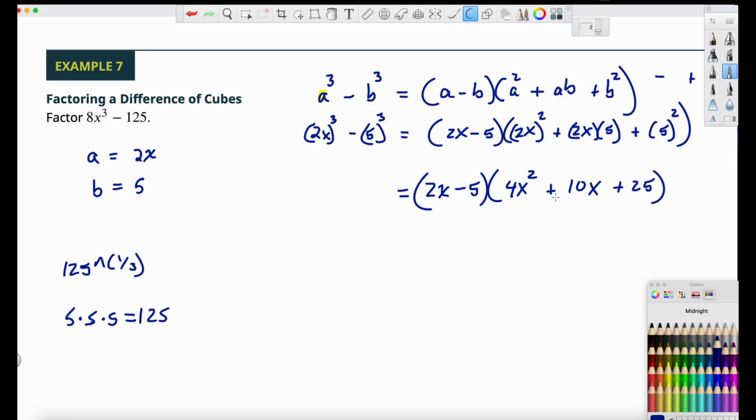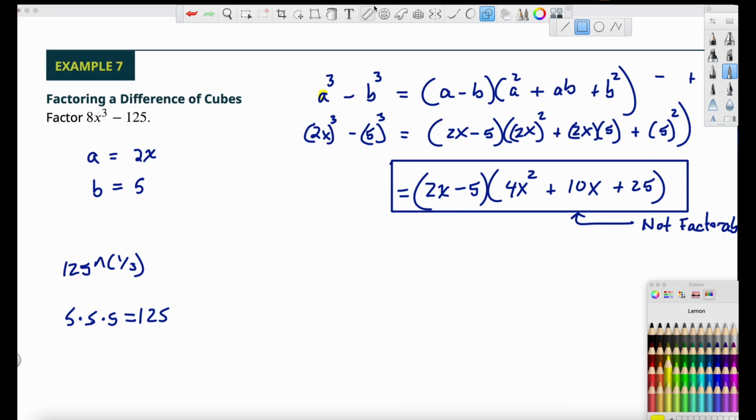Okay. And if we look at this trinomial here again, we cannot factor this any further. Not factorable. Ran out of room. And so this is our final answer right here: 2x minus 5 times 4x squared plus 10x plus 25. Minus plus plus.